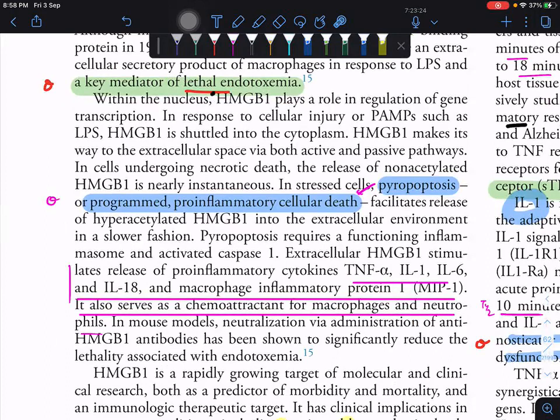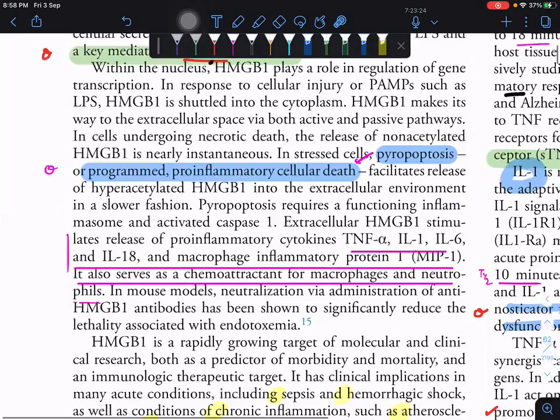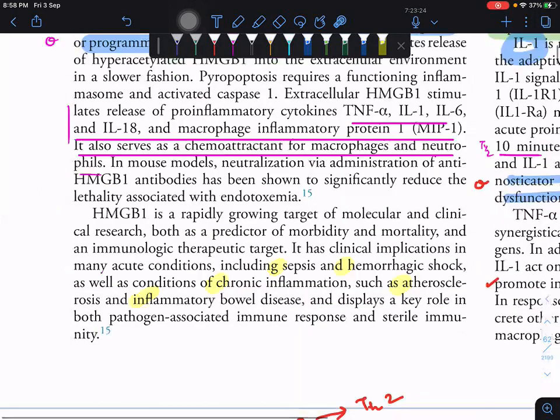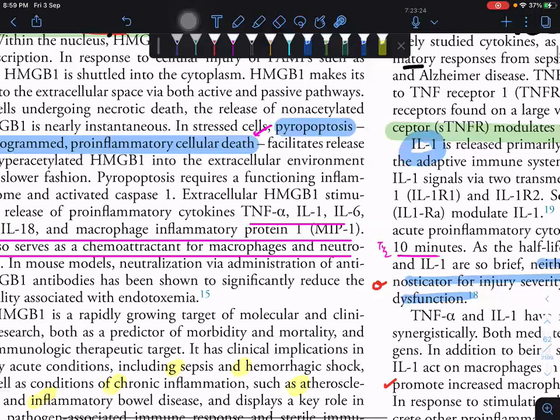HMG-B1 stimulates the release of pro-inflammatory cytokines like TNF-alpha, IL-1, IL-6, IL-18, and MIP-1. It also serves as a chemoattractant for macrophages and neutrophils. HMG-B1 is a rapidly growing target of many molecular and clinical research, and it is involved in the process of many pathologies like sepsis, hemorrhagic shock, chronic inflammation, atherosclerosis, IBD. So many pathologies here, HMG-B1 is involved.